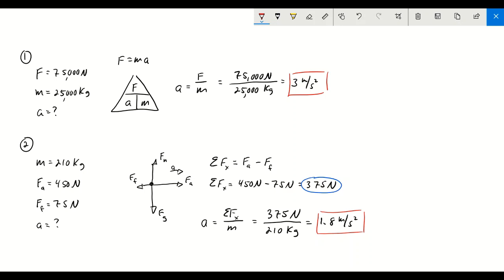So for this one, we needed a couple things. We needed to draw the free body diagram. The free body diagram allowed us to sum up the forces so that we can find the net force. And then using Newton's second law with that net force, we can find what the acceleration is equal to. Two examples of Newton's second law. Good luck on the other problems, and I will see you in class.